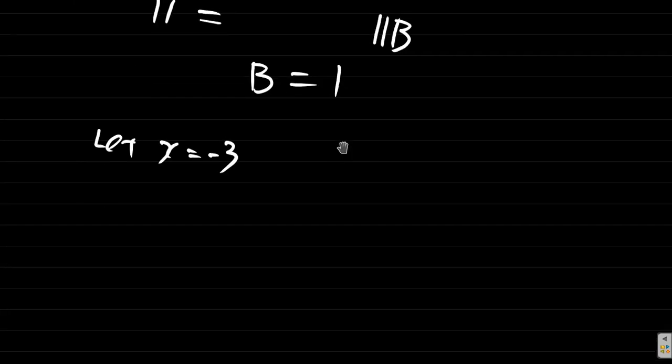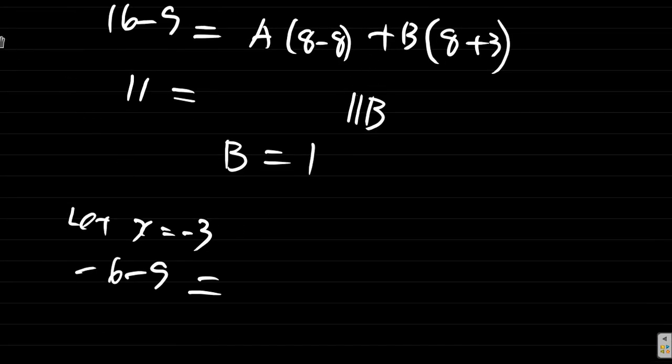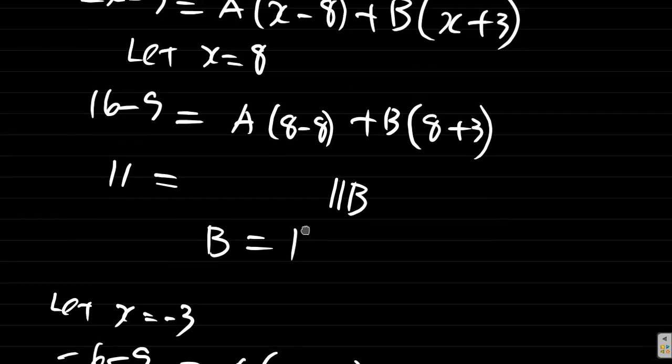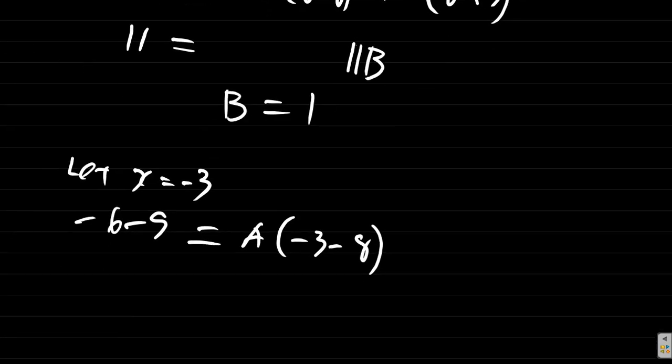So negative 6 minus 5 is equal to a times negative 3 minus 8. So it is a times negative 3 minus 8, then plus b, negative 3 plus 3. So plus b, negative 3 plus 3. See that?